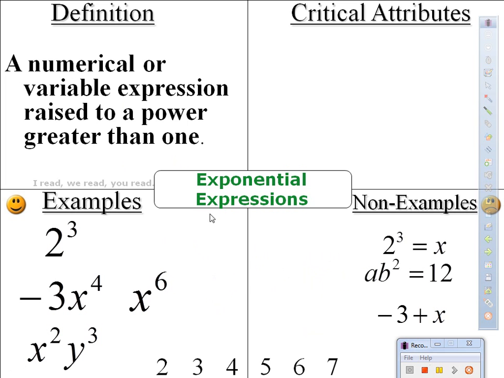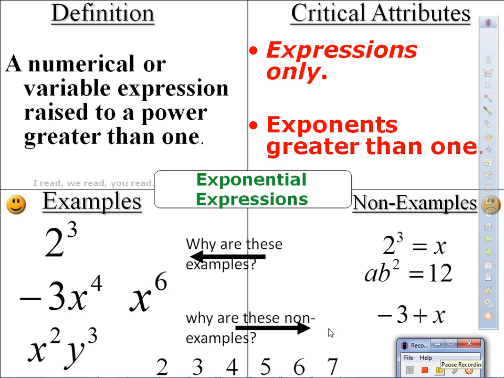Pens down, eyes up here really quick. Think about this question. Exponential expressions: this is a definition, and these are examples. Numerical and variable expressions raised to a power greater than 1. Look at these first two non-examples. Why are these two non-examples? Now look at this one right here. Why is this one a non-example? Discuss it with your neighbor.